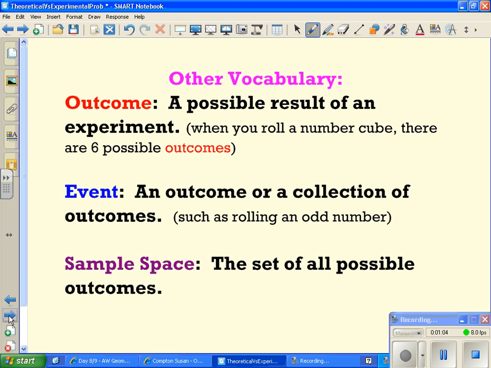Other vocabulary regarding theoretical versus experimental probability, things that you're going to need for tomorrow. An outcome. An outcome is a possible result of an experiment. When you roll a number cube, there are 6 possible outcomes. An event is an outcome or a collection of outcomes, such as rolling an odd number. And your sample space is the set of all possible outcomes. Please pause the video and write these 3 definitions down in your notes.